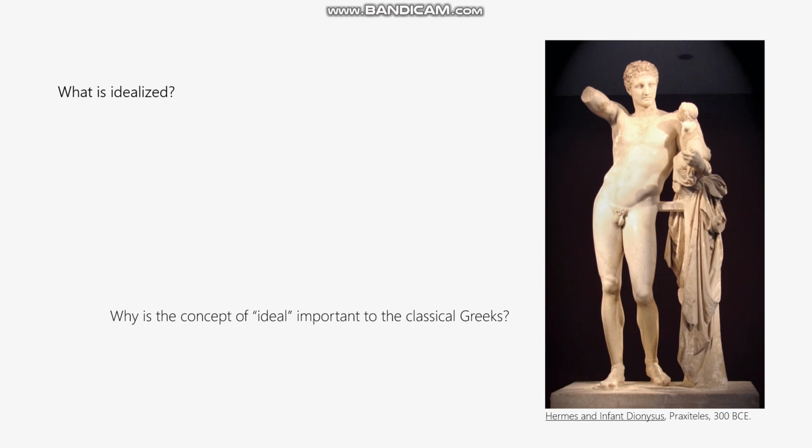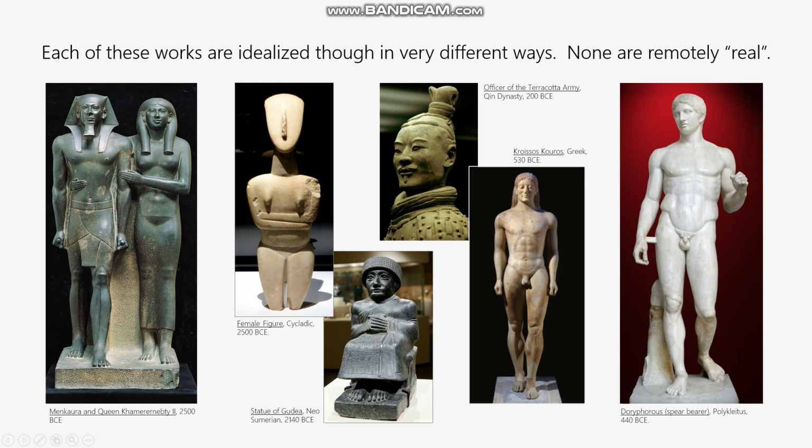So, what does it mean that something is idealized? Well, this is an important topic for the Greeks. The Greeks were very much interested in the ideal, and it was a very important concept to them religiously and philosophically as well as aesthetically. It's really important for us to understand that the Greeks did not make sculptures like this or like Polykleitos' Doryphoros.